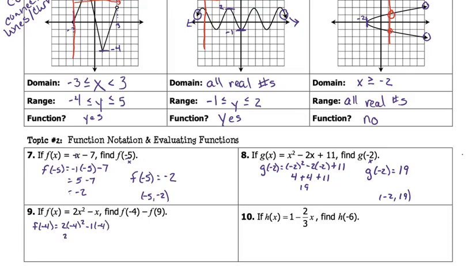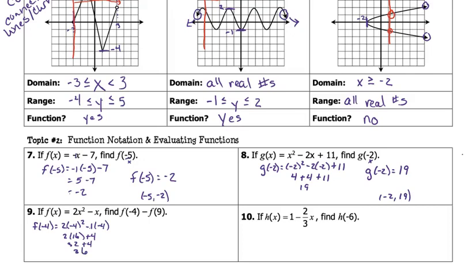This is 2, remember we need to do the exponent. Negative 4 times negative 4 is positive 16. And then negative 1 times negative 4 is 4. Following order of operations, 2 times 16 is 32, plus 4. So f at negative 4 would be 36.